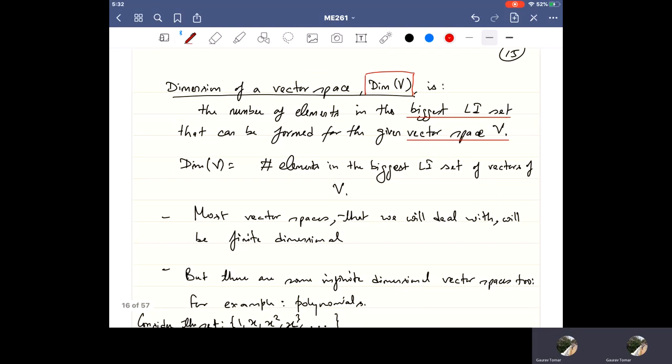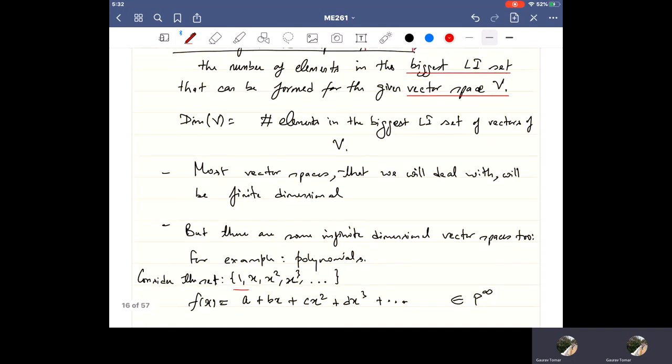But there are some infinite dimensional vector spaces, and I'm sure you can think of an example. A good example would be polynomials. So consider this set, where the elements are 1, x, x square, x cube, and so on. By a linear combination of these, you can form a polynomial of this sort, right? Now, all these expressions also belong to a polynomial of degree infinity. But then you can form another polynomial of some finite degree by choosing some of these vectors and taking a linear combination of them.